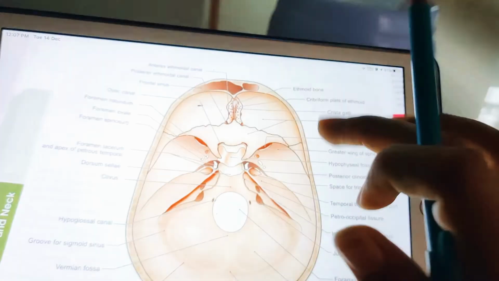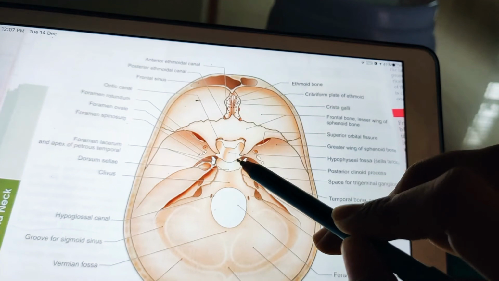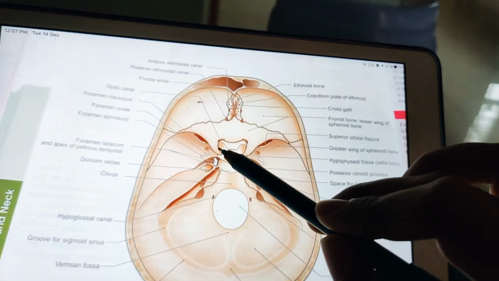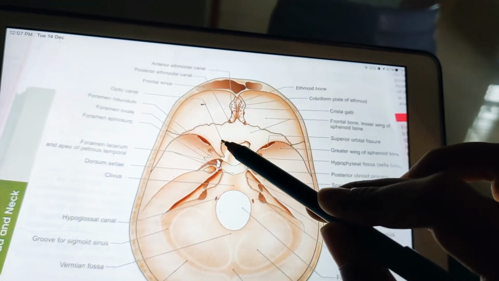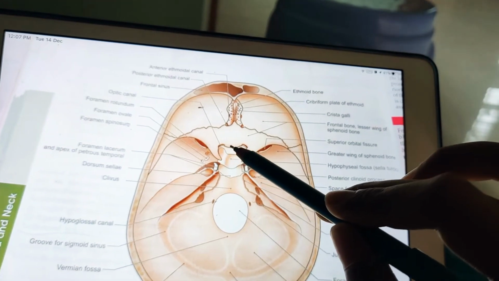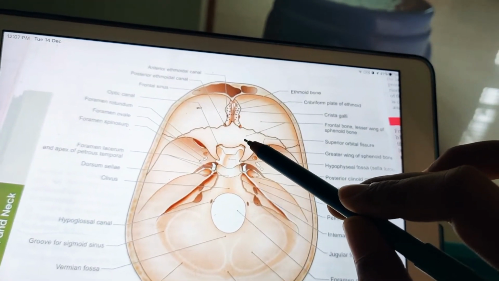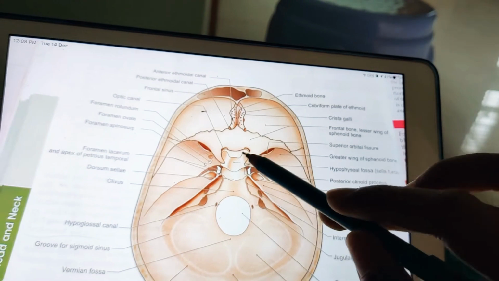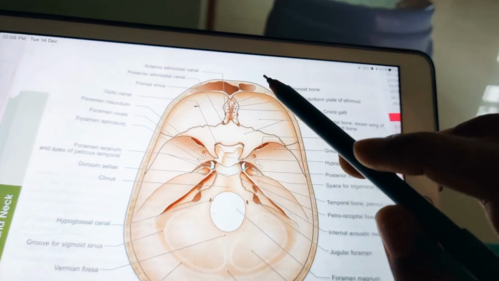So once again let us repeat them. That is the lesser wing of sphenoid. In the lesser wing of sphenoid there is the anterior clinoid process, and also the anterior border of the sulcus chiasmaticus. These are forming the posterior border of the anterior cranial fossa.